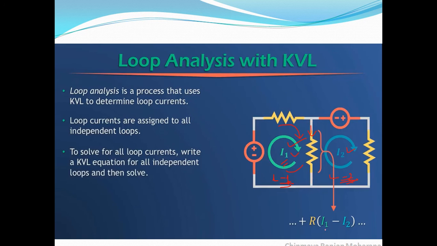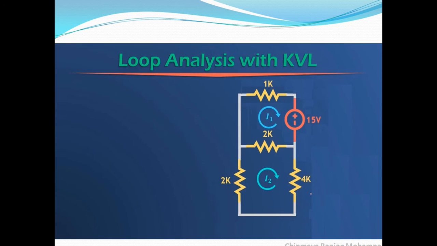How? Here you see, by applying loop 1, the resultant will be R into I1 minus I2. This will be greater. If we consider this loop, then I2 minus I1, because our I2 will be maximum. And how? Take a problem. Okay, here are two loops. It is loop one, another is loop two.